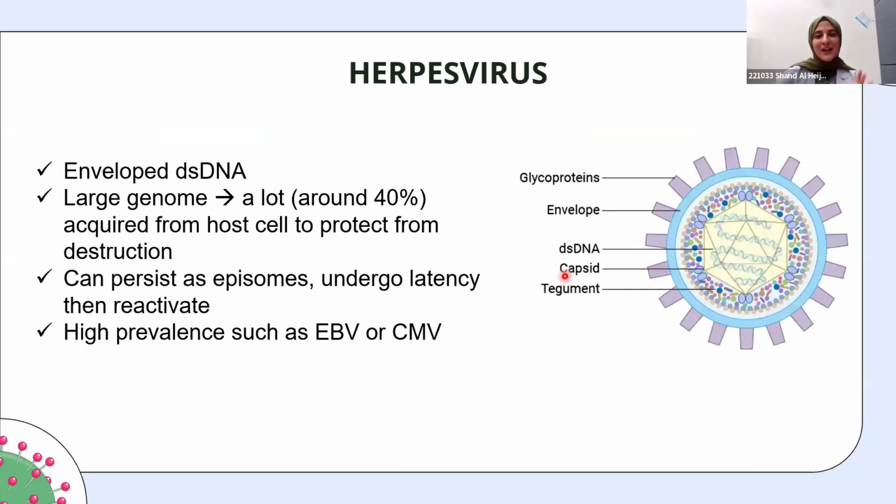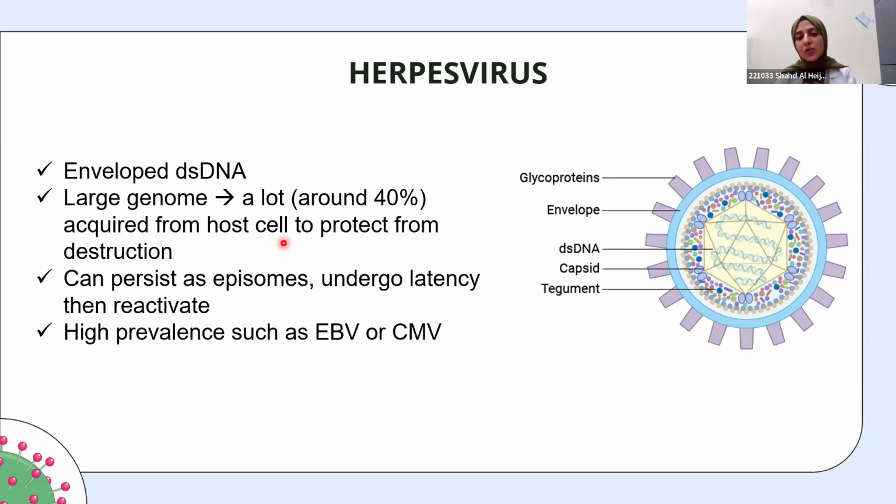Let's start with herpes virus. Herpes virus, we said, is an enveloped double-stranded DNA virus, which is its Baltimore group. It has a large genome, and around 40% of this genome is acquired from the host cell to protect this virus from destruction. It can persist as episomes, undergo latency, and then reactivate.